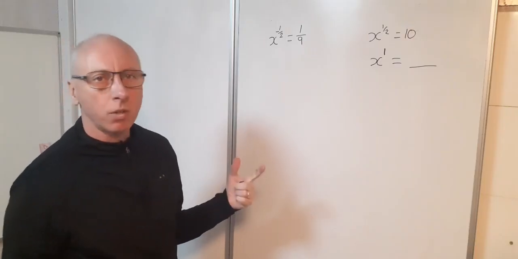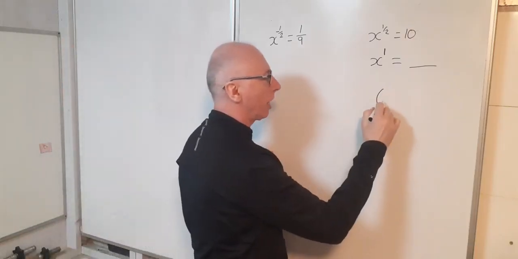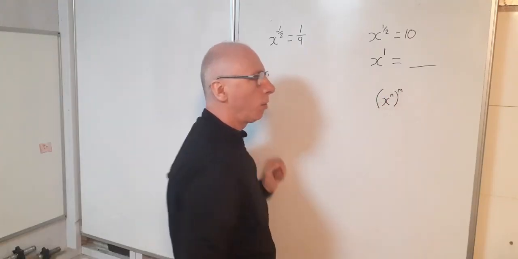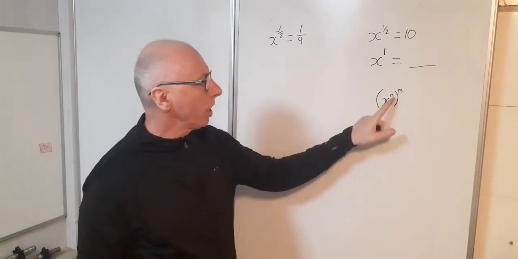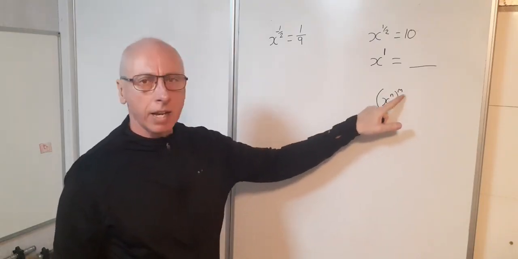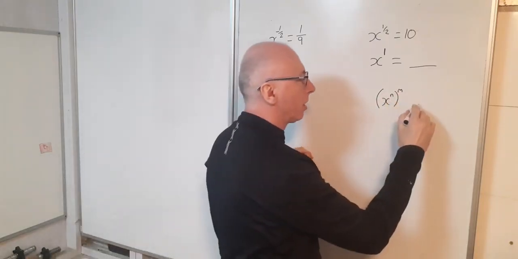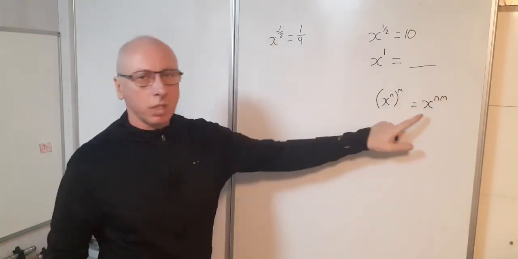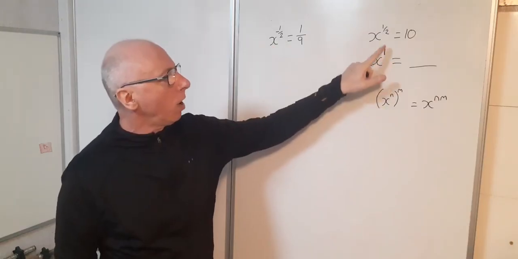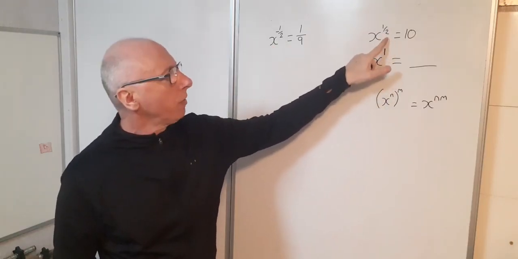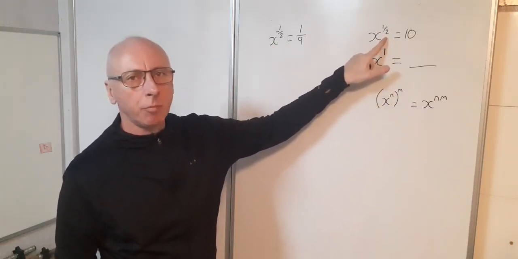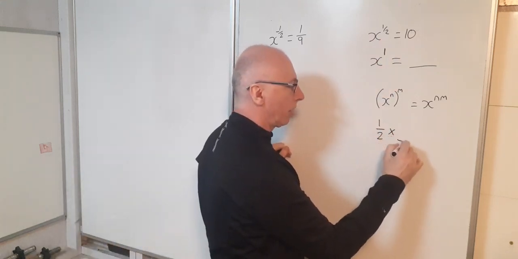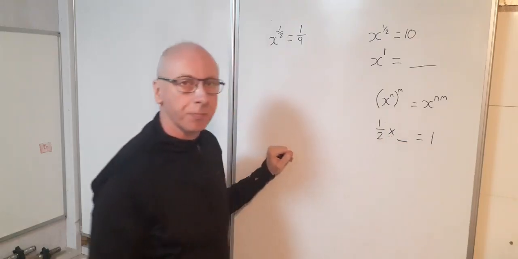So by the laws of indices, if I've got x to the n and a whole thing to the power of m, what I do is I multiply those two indices, the n and m, together to get x to the nm. So using that property, I'm going to try and get a 1 from there. So with that, what do I need to multiply a half by to get 1? So a half times something equals 1.